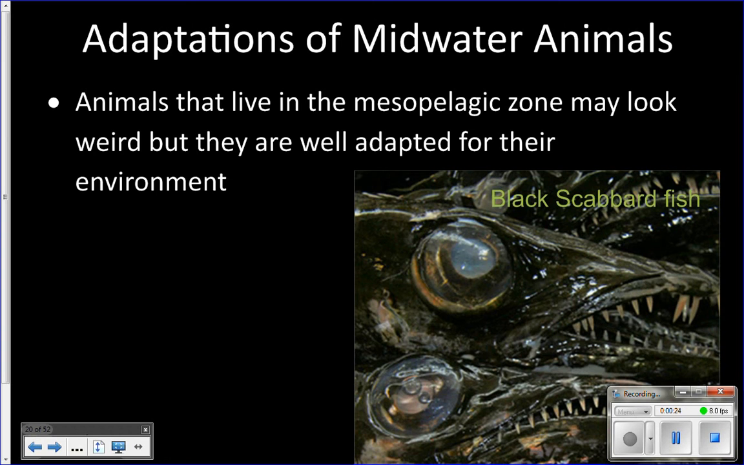They look kind of slimy. They've got these big bulging eyes. They've got these big sharp teeth and large mouths. And we're like, these things look creepy. And so we look at them like, that's weird.